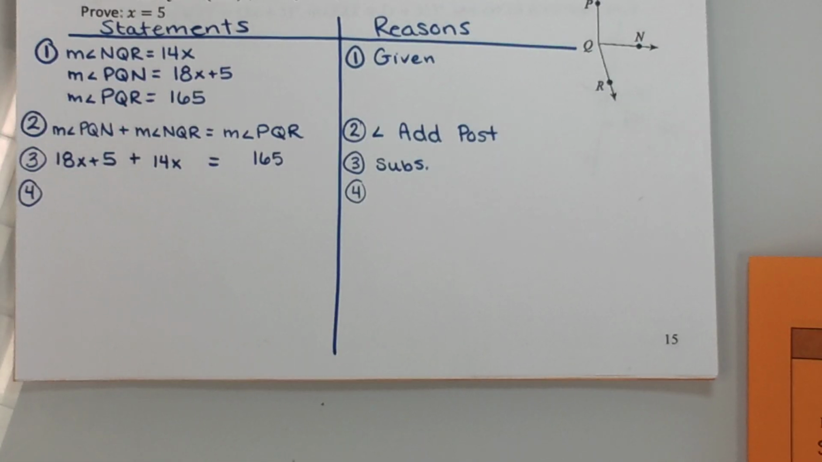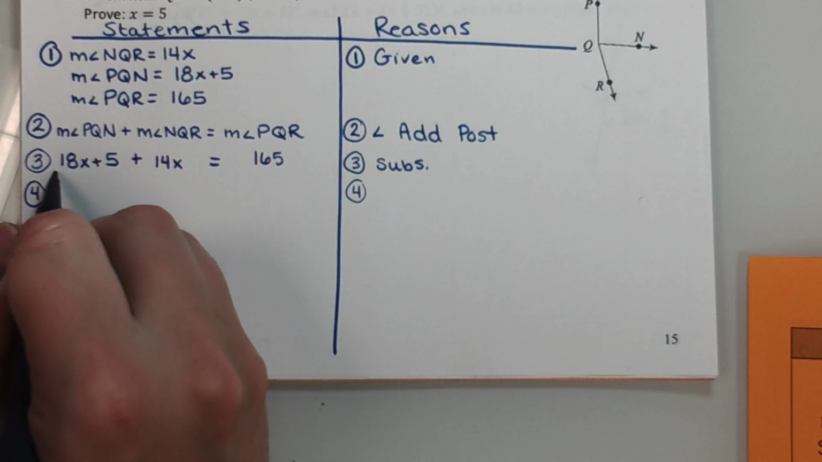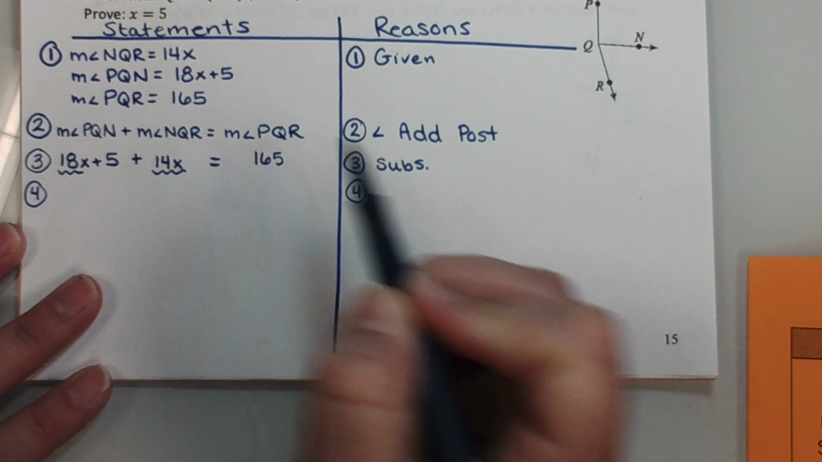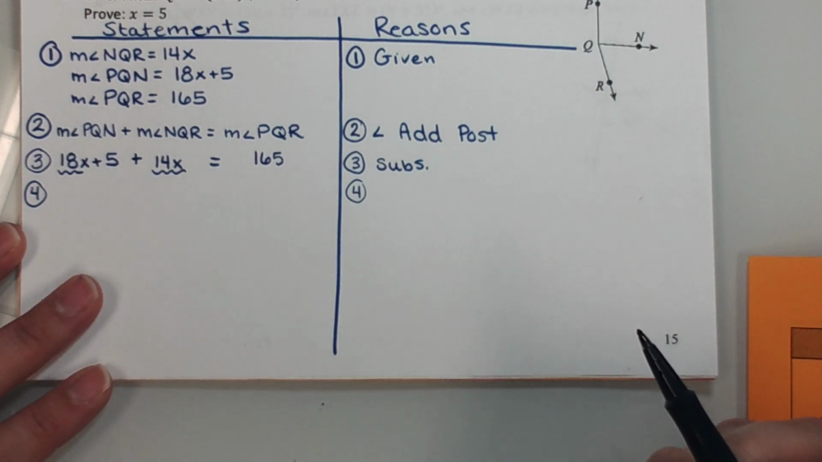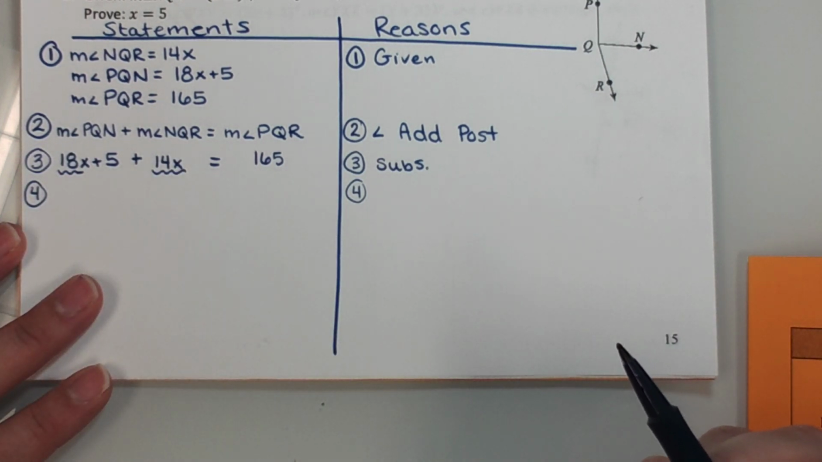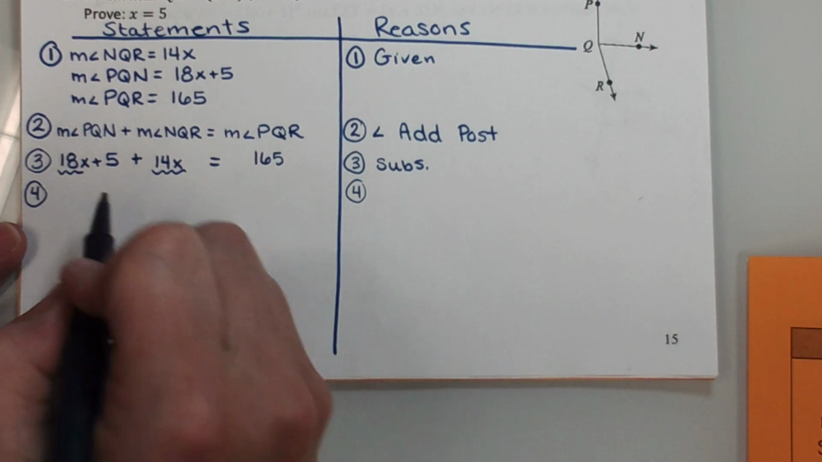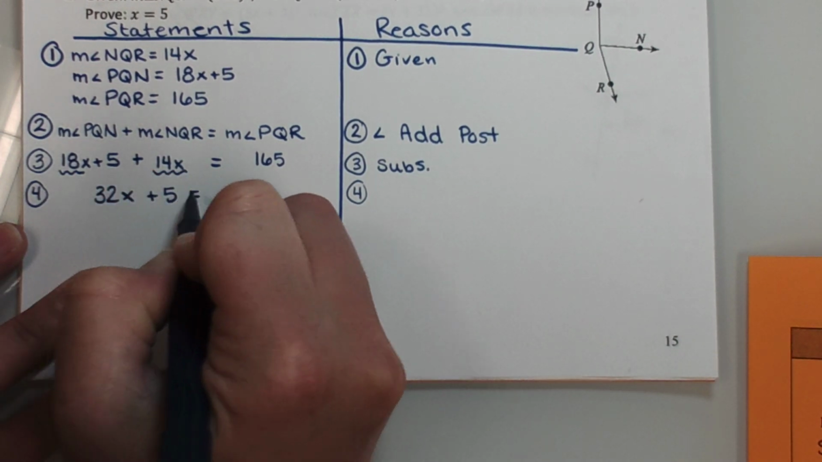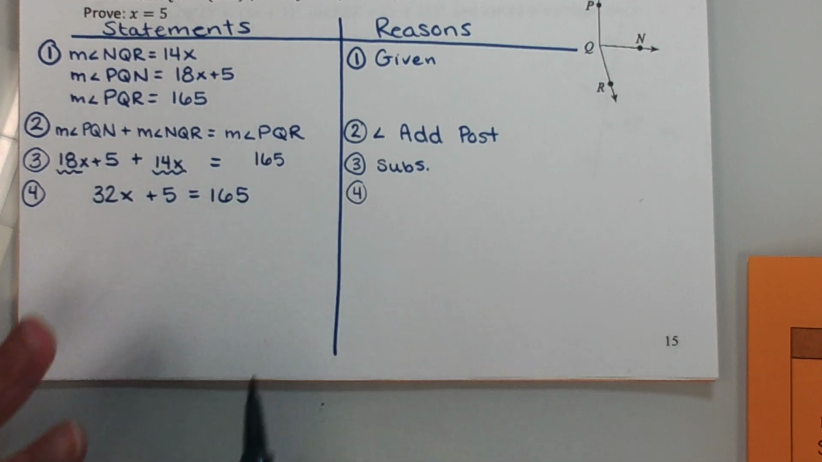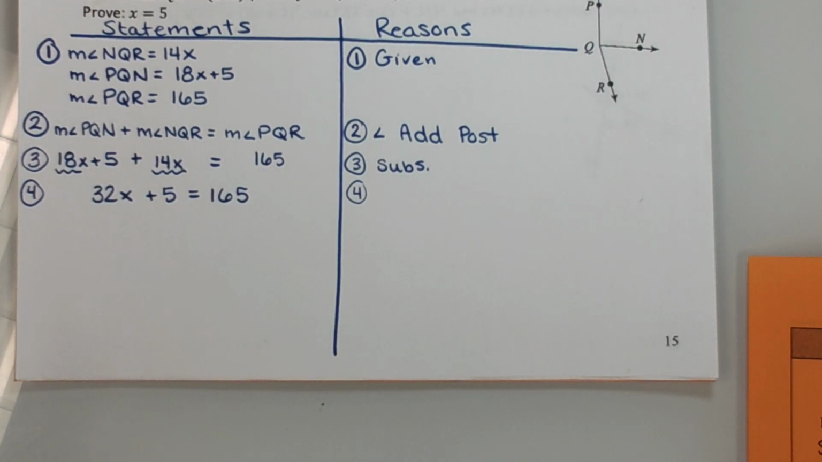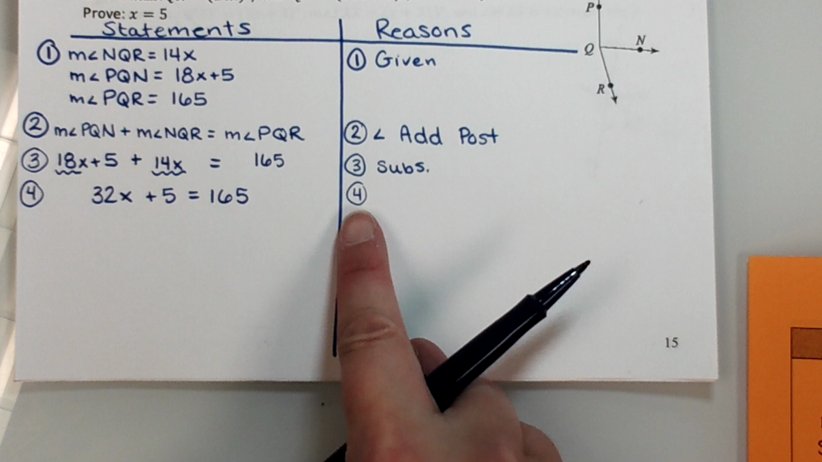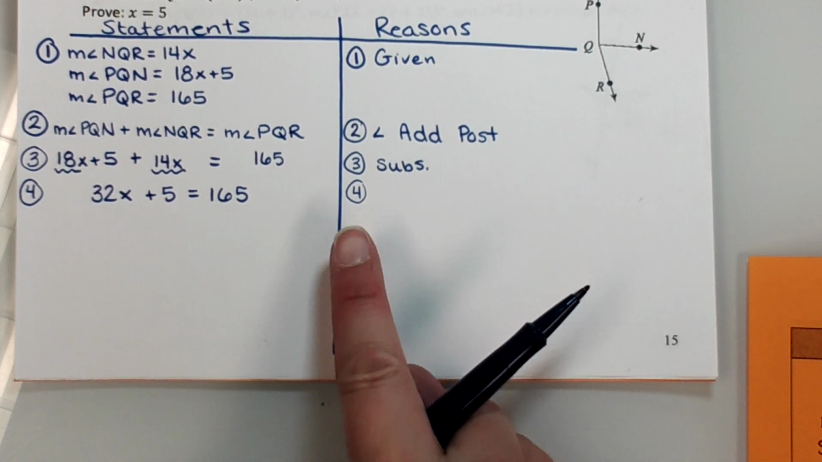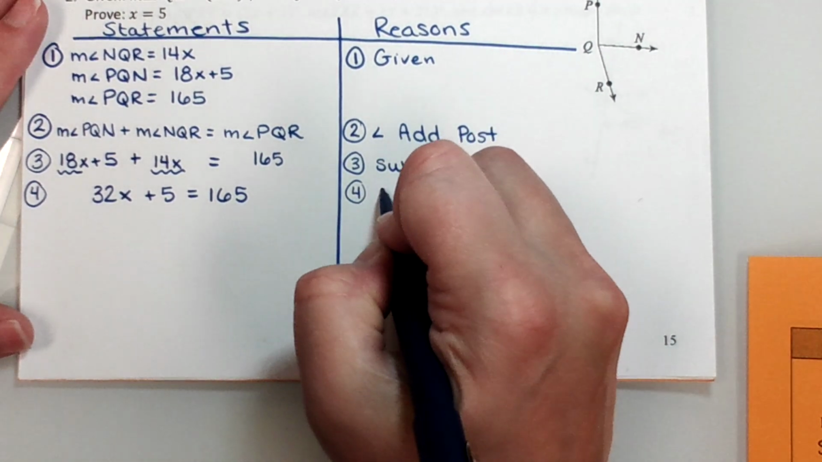When it comes to the algebra, Charlie, what would you tell me to do right now? Add the 18x and the 14x. 18 plus 14, 32. Maybe. So I get 32x. I still have a plus 5. I still have it equal to 165. Brody, what's that step actually called, though? Simplify. You got it.